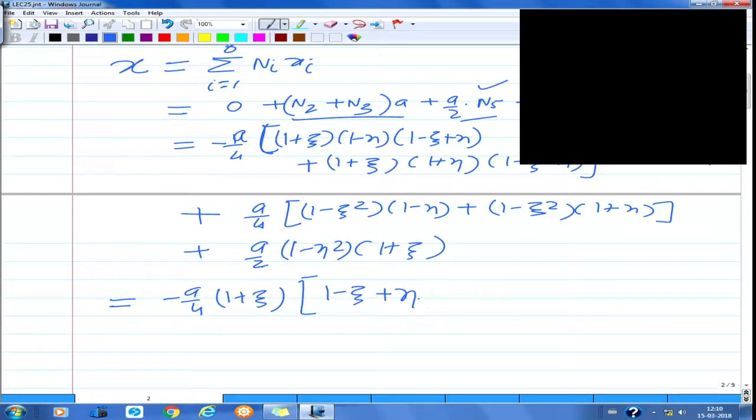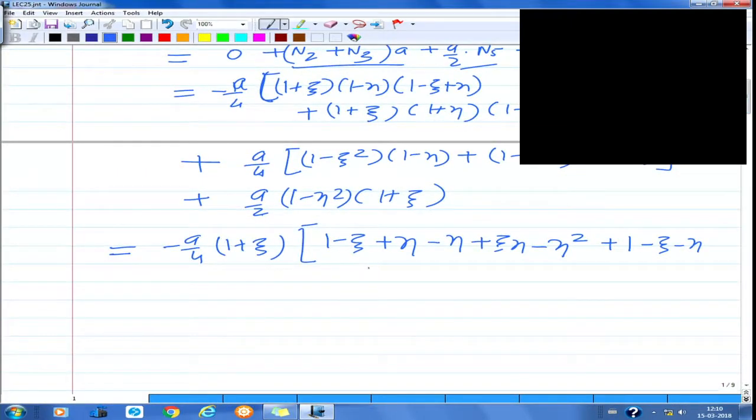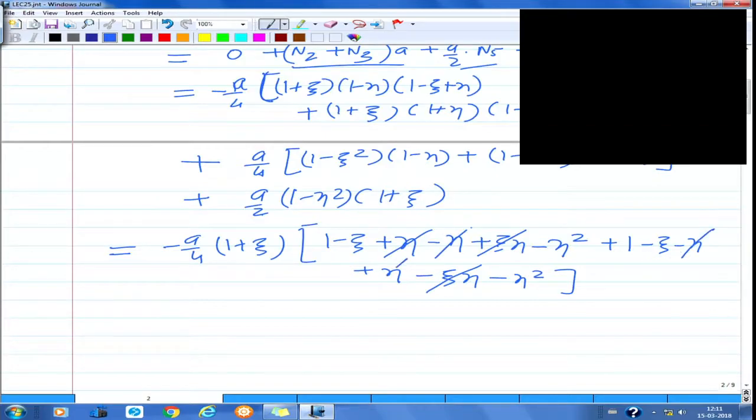So 1 minus xi plus eta minus eta plus xi eta minus eta square, that is what we get from the first one, and then plus 1 minus xi minus eta. I mean a bit of algebra here, and then plus eta minus xi eta minus eta square. So that's from the first one. You will find that some of these things would cancel out. So this term will cancel out with this, eta gets cancelled, and this gets cancelled with this, and then what you will be left with is minus xi plus 1 minus eta square. So that's all what you get from this.